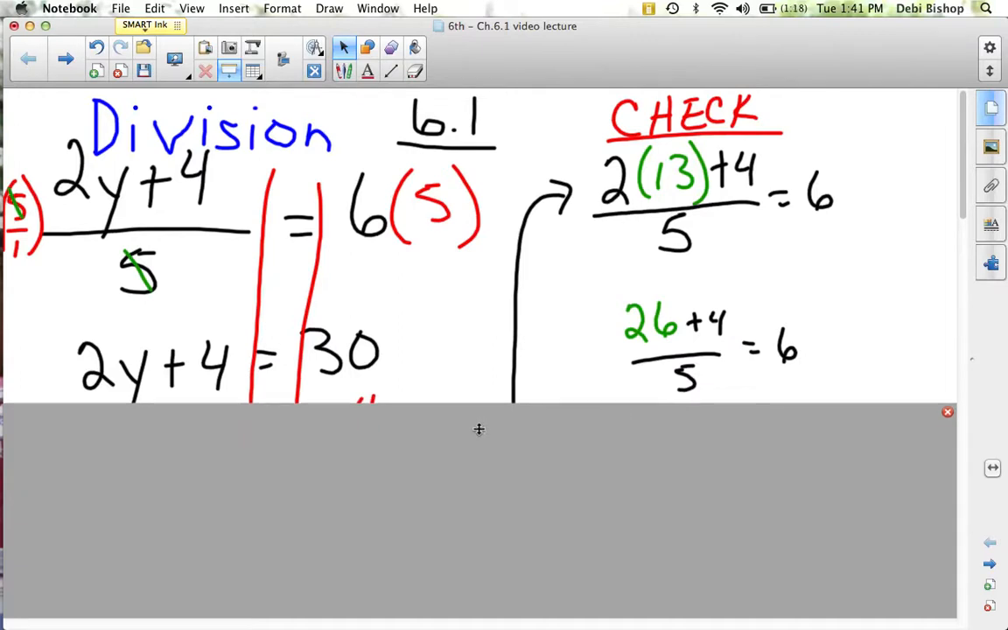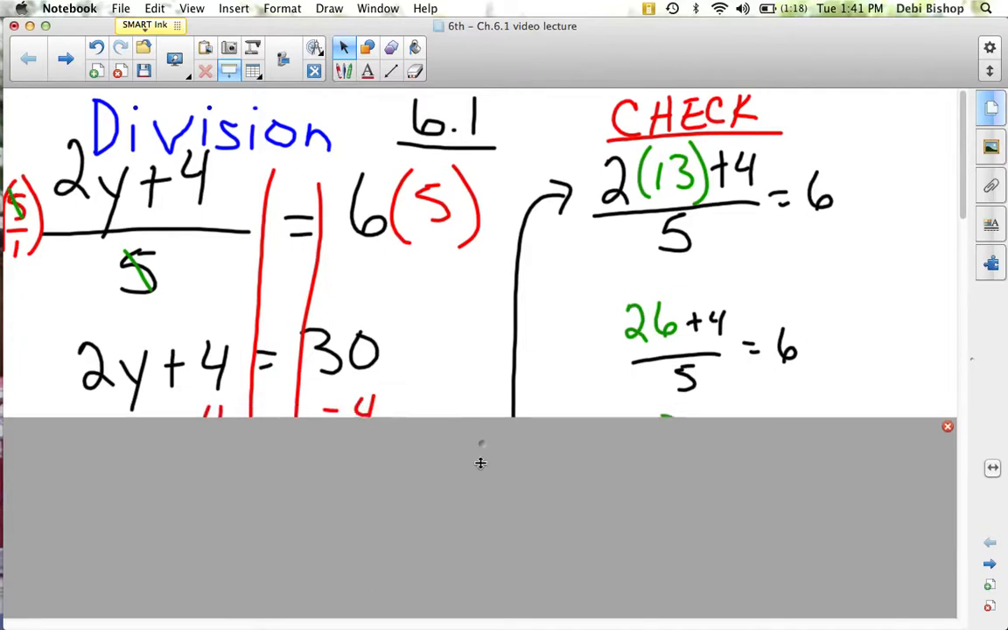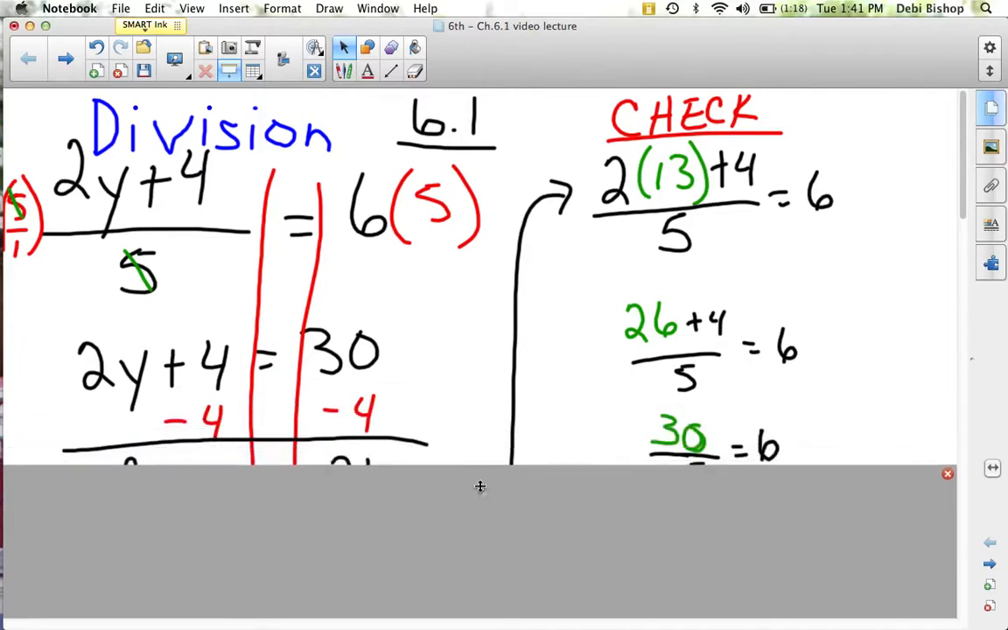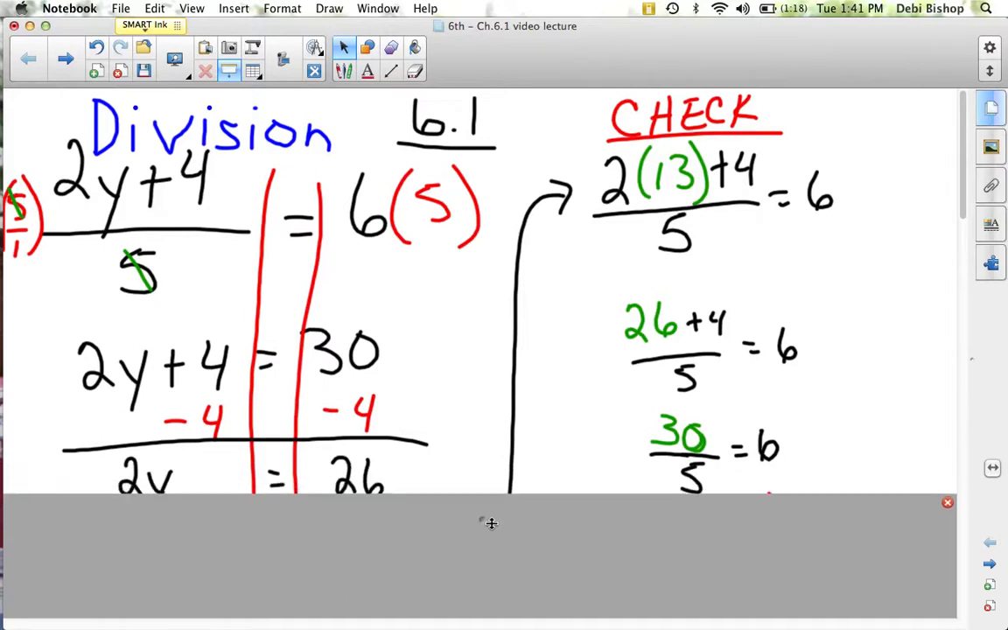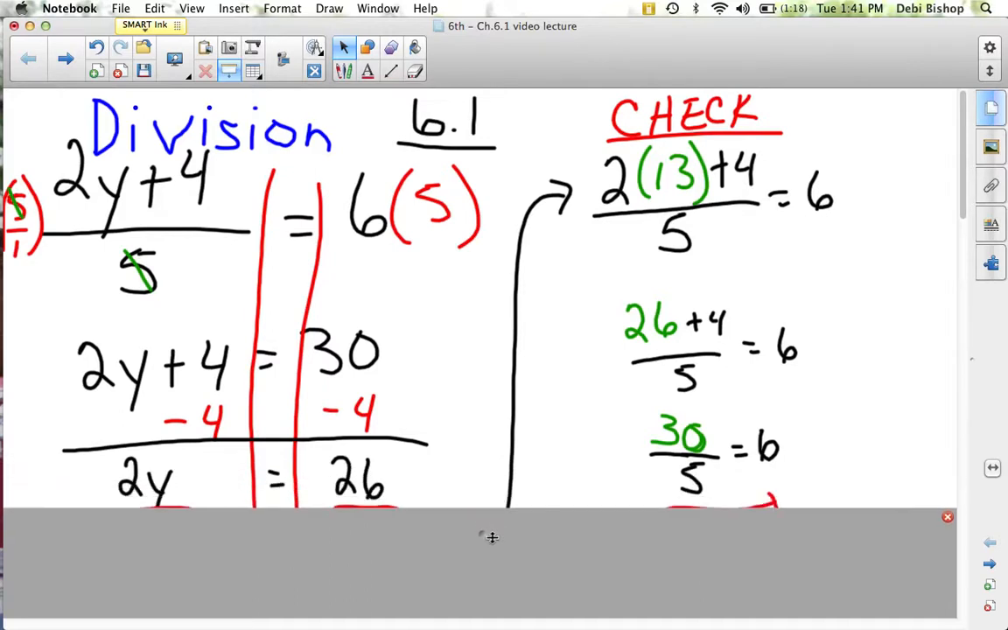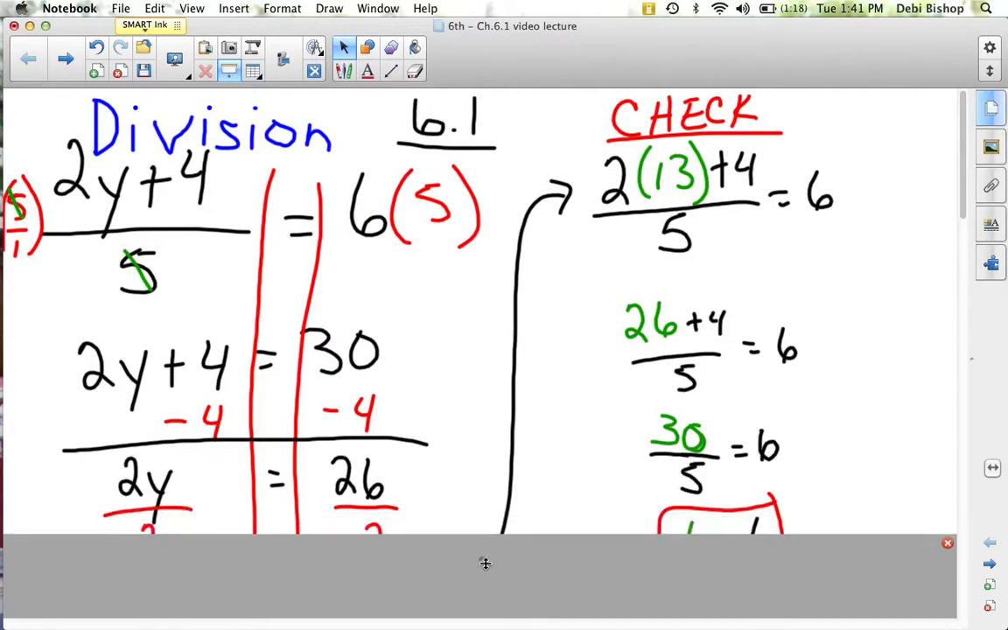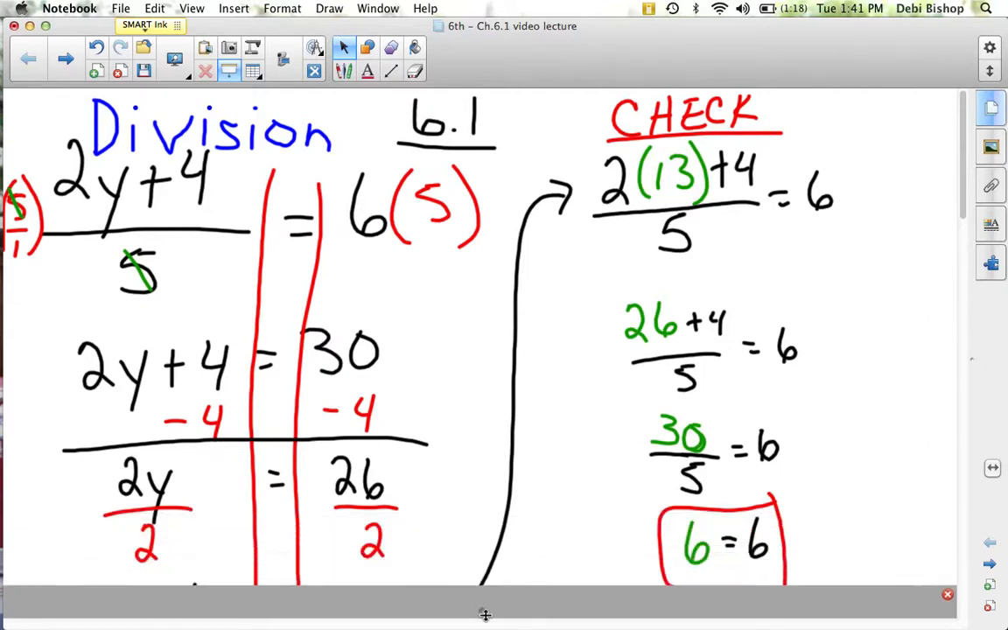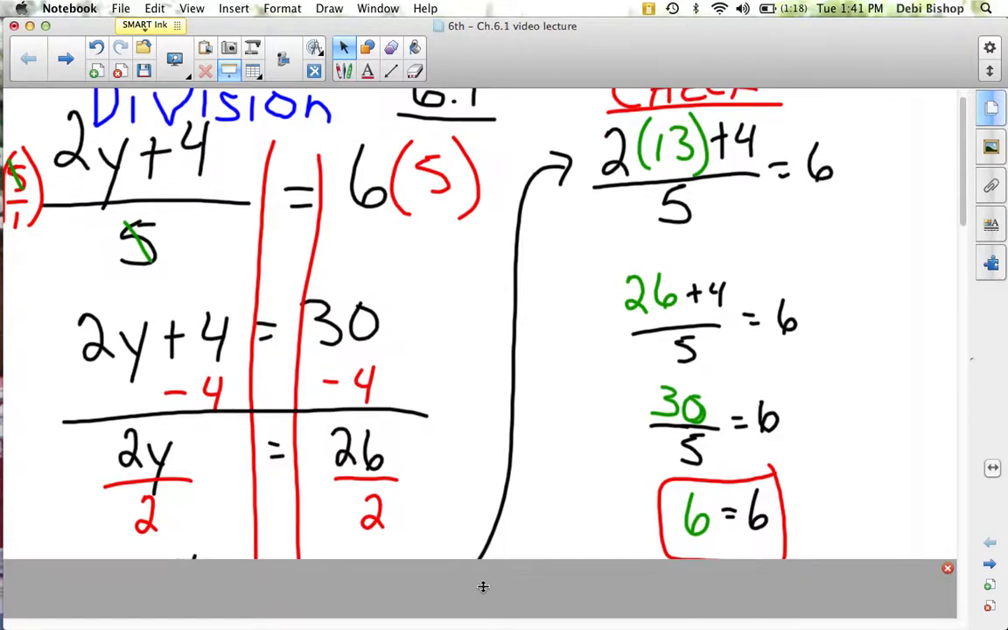Then you need to get all of your like terms together. So we have to get our 4 on the same side as we have our 30. So we're going to subtract 4 or add negative 4 to both sides. Then you are left with 2y equals 26. Then we need y by itself, so we divide both sides by 2, and we find out that y equals 13.